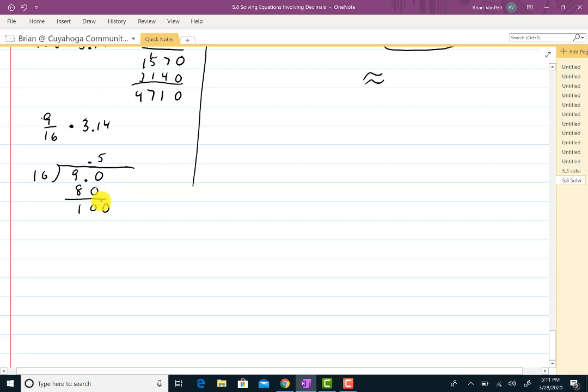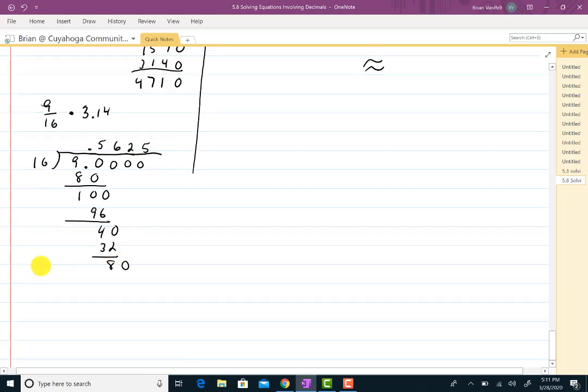Bring down another 0. 16 goes into 100. Let's see, 6 times, I think 6 times, yes. 96, 4. And then I already brought down a 0. I need to add another 0 and bring it down. 16 goes into 40 twice. I need to add one more 0 and bring it down. 16 goes into 80 5 times.